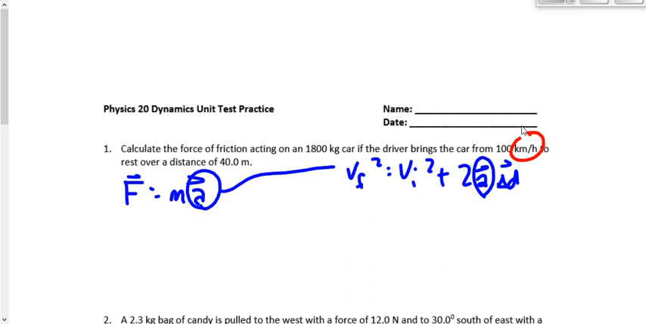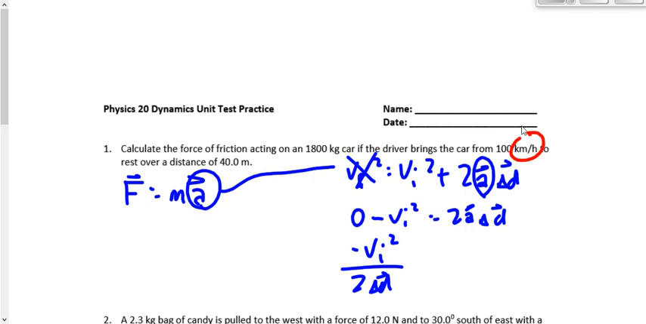Vi is 100. It comes to rest, so Vf is 0. So we're going to say 0 minus vi squared equals 2ad. Right, take the vi squared over by subtracting, and then let's take the 2d over by dividing. It becomes negative vi squared over 2 times d equals a. Now, let me see on my answer key. I just did kind of a chicken scratch answer key, but let me see if I have that value there.